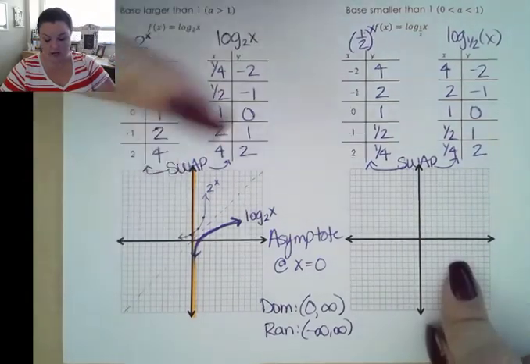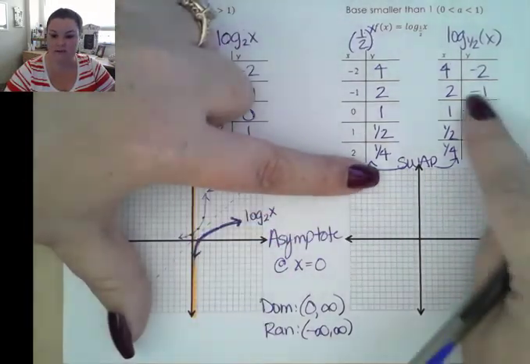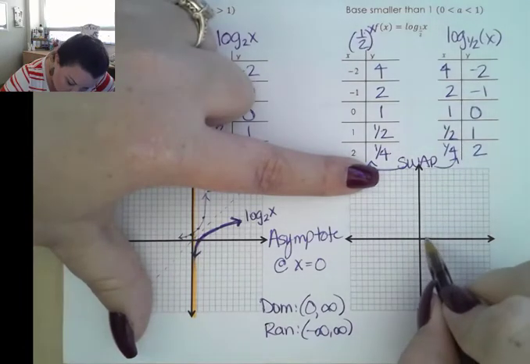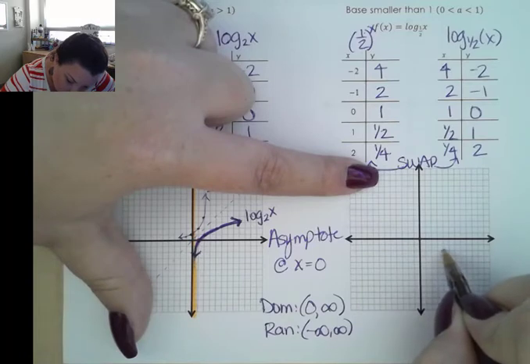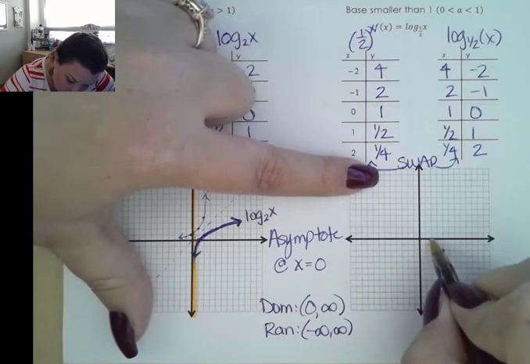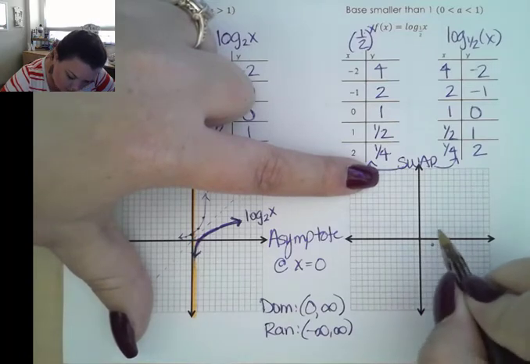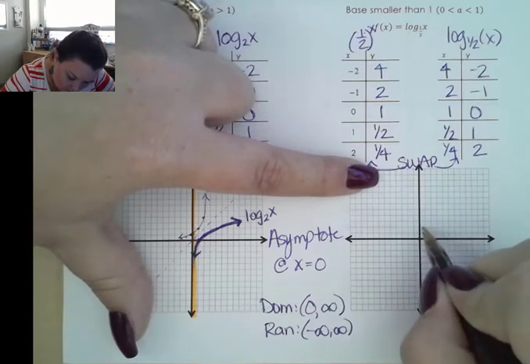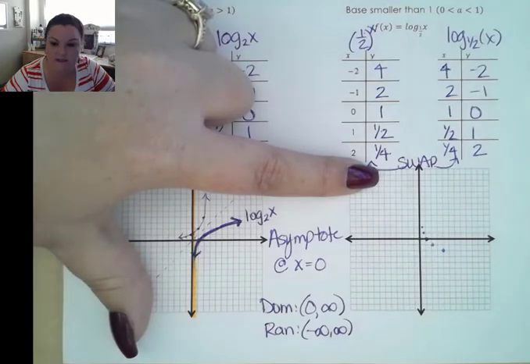Okay, so I'm not going to graph the exponential. I just want to see what the log looks like. So I'm going to go ahead and graph. When I'm at 4, 1, 2, 3, 4, it's down at negative 2. At 2, we're down at negative 1. At 1, we're at 0. At 1/2, we're up at 1. And at 1/4, we're up at 2.